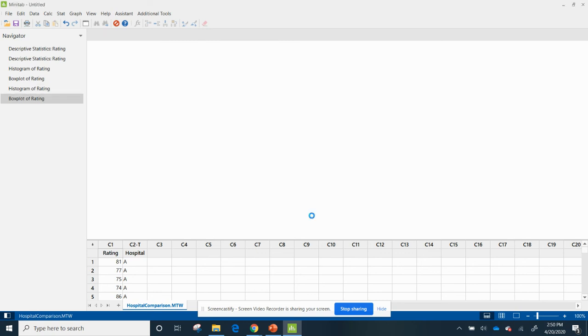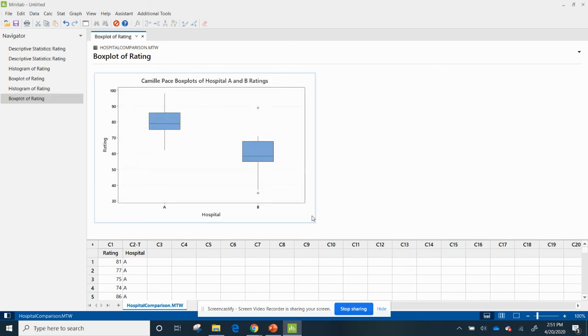Hit OK. Boom, it just showed me something I didn't know. And what didn't I know? I didn't know I had outliers. And look, I have an outlier. 35 is an outlier. Come on, computer. Okay. 89 is an outlier.